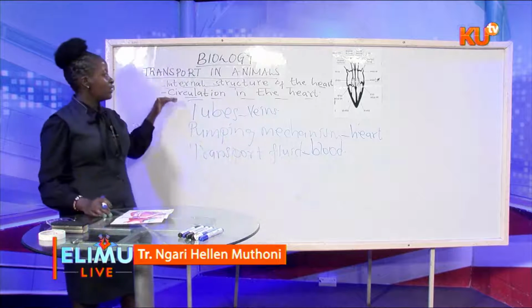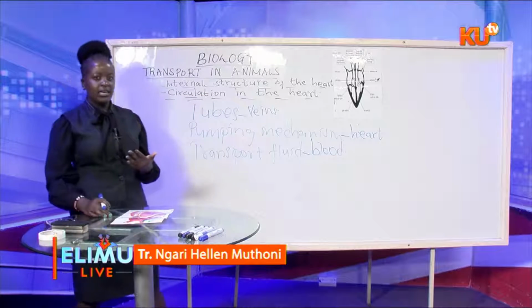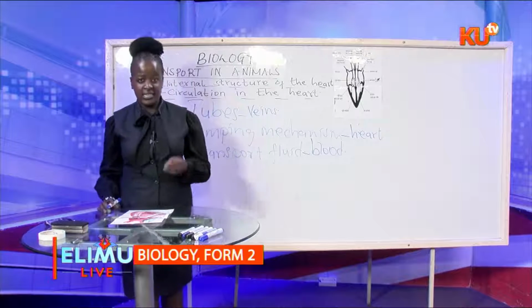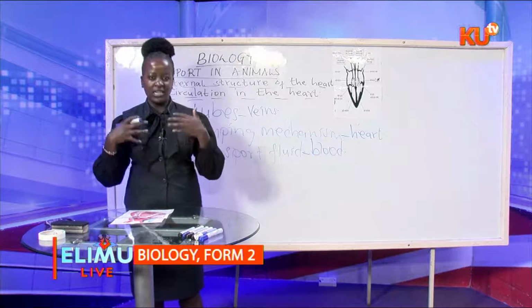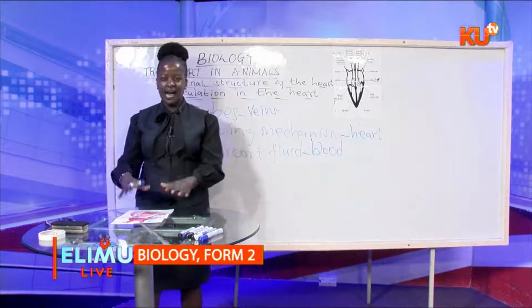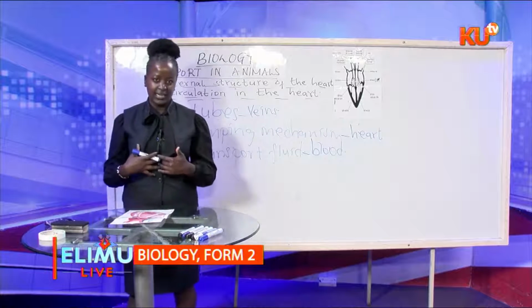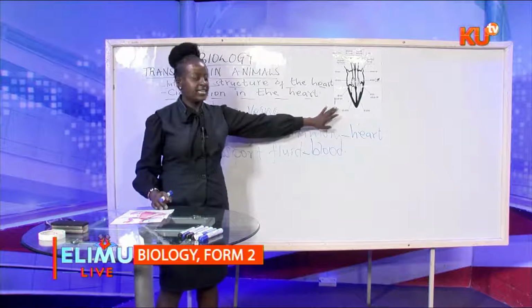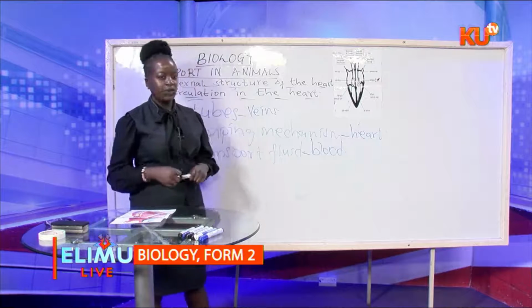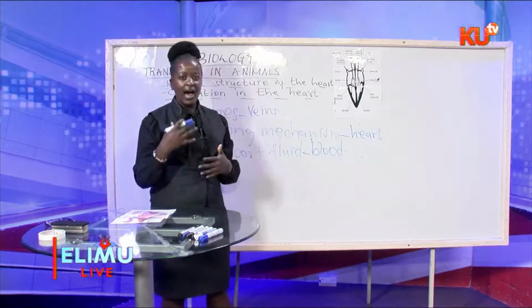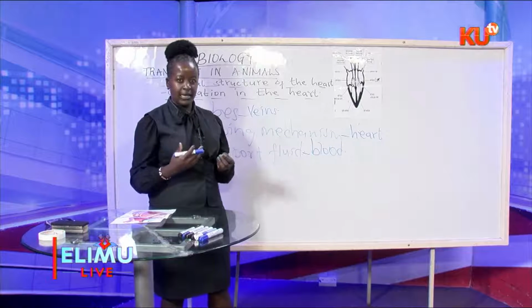So the internal structure of the heart is also the anatomy of the heart. Anatomy is the scientific study of internal structures. So we are going to look at how this heart looks on the inside. The inside of the heart is illustrated in this diagram, as you can see. So this is a simple diagrammatic expression of how the heart looks.